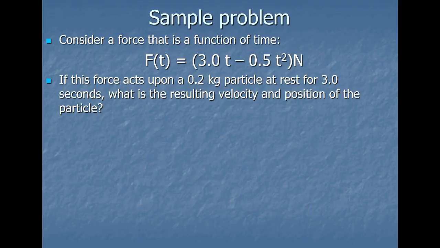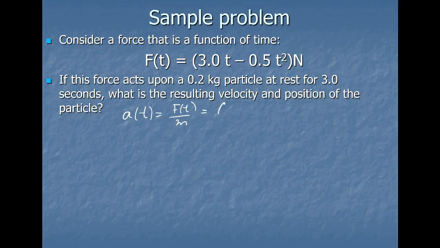All right, so as an example, let's take a function that is f of t equals 3 minus 0.5 t squared, in newtons. If the force is acting on a 0.2 kilogram particle for 3 seconds, what is the resulting velocity and position? First of all, we need to find the acceleration. We're just going to consider a scalar version. Okay, a of t is going to be f of t over m, from Newton's second law.